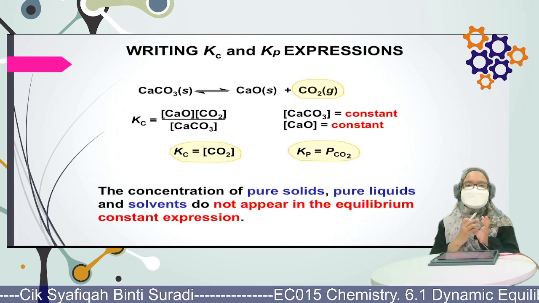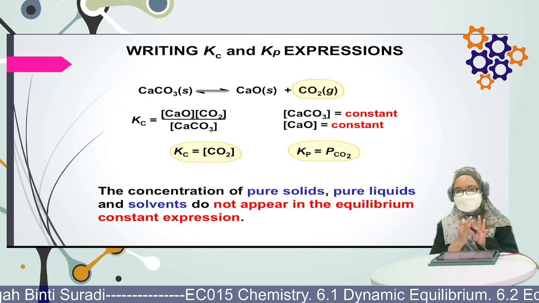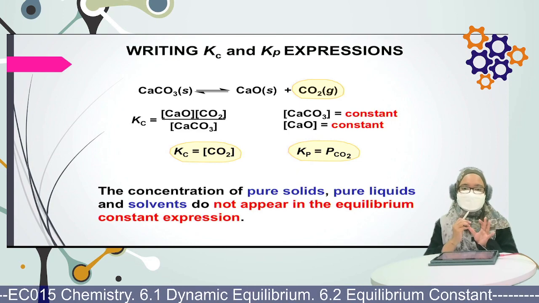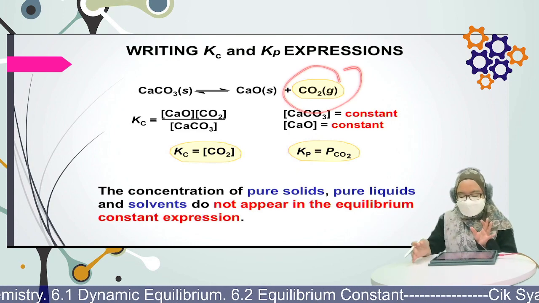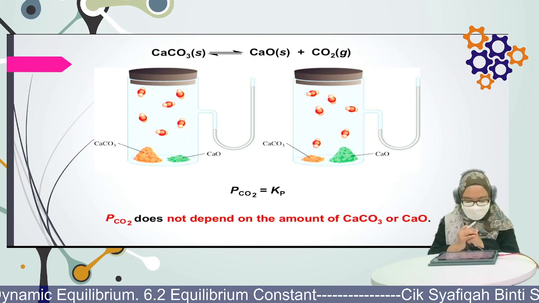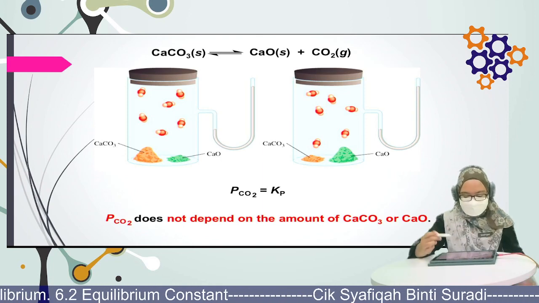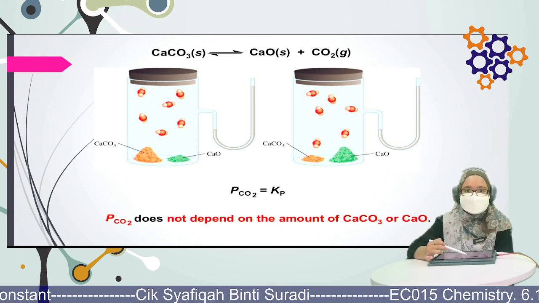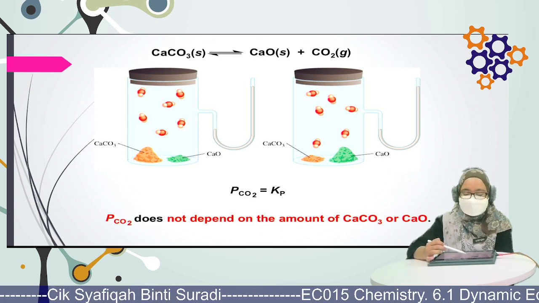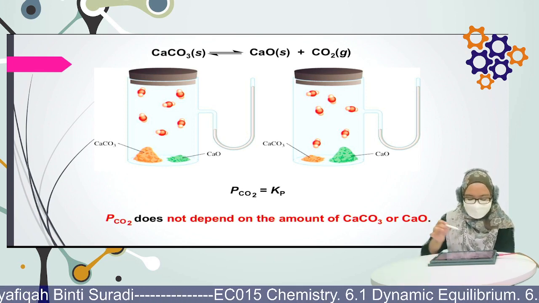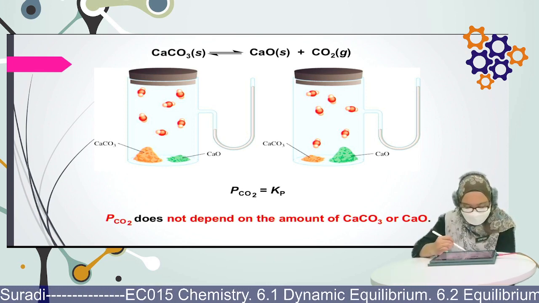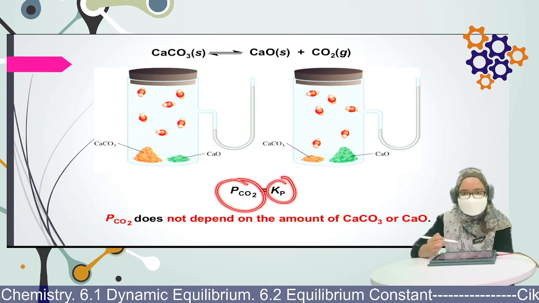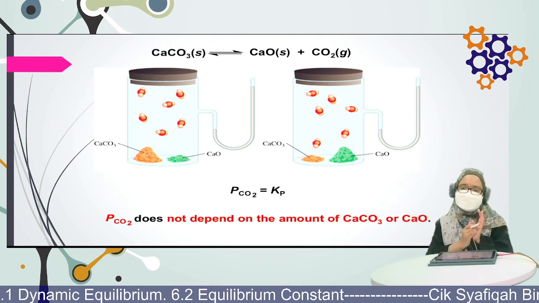So yang kita include adalah gas dan juga aqueous. So, gas dan juga aqueous, Kc lah. Tapi kalau untuk Kp ni hanya untuk partial pressure iaitu gas sajalah. Alright, so dekat sini, dia terangkan lah kenapa solid ni dia tak involve dalam equilibrium constant expression. So dia buat sini dia kata, equilibrium constant in terms of partial pressure is equal to partial pressure of carbon dioxide. Yang pertama sebab partial pressure kan gas saja kan.